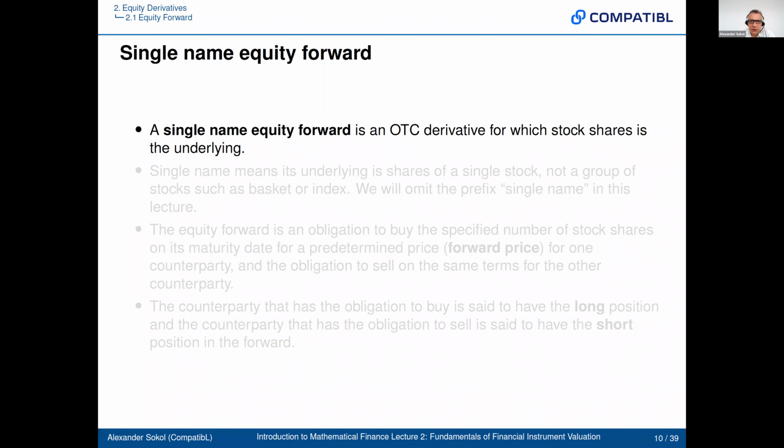And there are very tiny differences between them, particularly related to standardization and the way that you prove to the other party that you are creditworthy. One of the ways is to post some money, called a margin, to prove to them that you have enough money to meet your financial obligations. The way this works is different, but more or less they're very similar. We will study the equity forward here. A single name equity forward is an OTC derivative in which stock shares are the underlying.